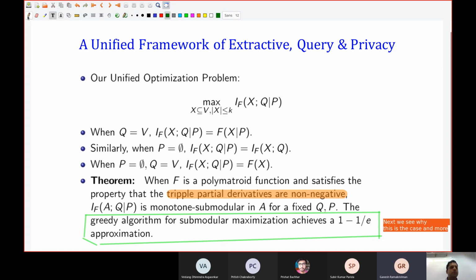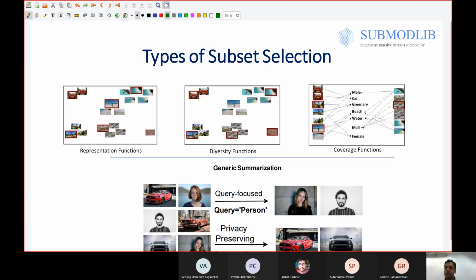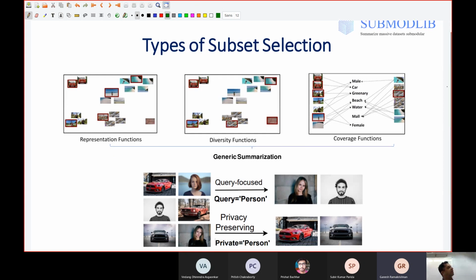Having sufficiently motivated so many different classes of functions, now let's see how algorithms can be effective for this. Just to give you this idea again, you can do subset selection based on representation, diversity, and coverage. And you can do query focus summarization.